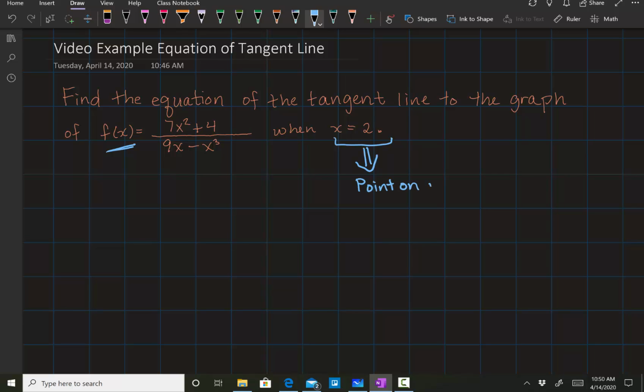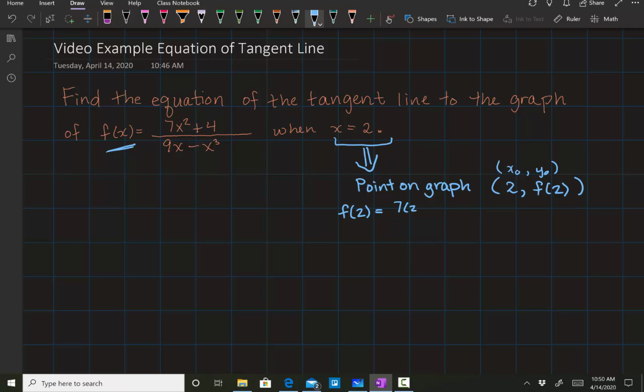What I'd like to do is find the point on the graph. Now every point on the graph of the function f of x should be of the form x coordinate comma value of the function. So in this case that's 2 comma f of 2. And those become my x0, y0 points because I'm going to use point slope form to find the equation of this tangent line. So let's go ahead and compute f of 2.